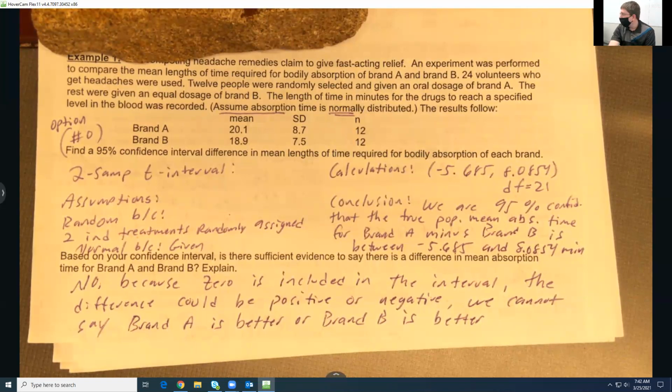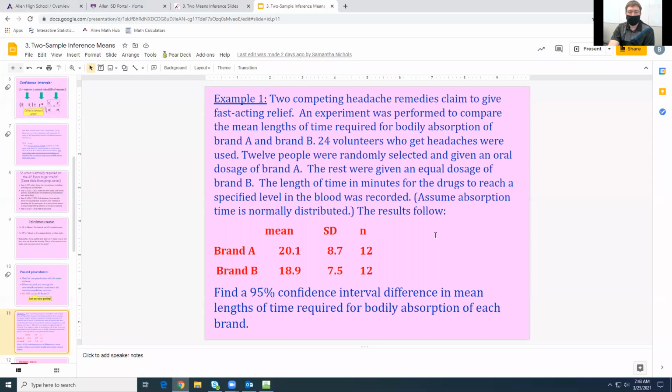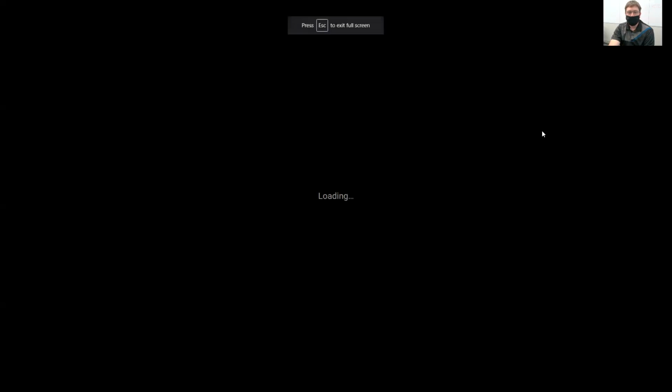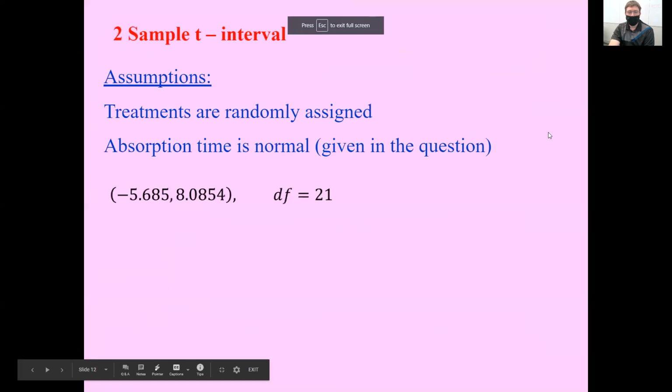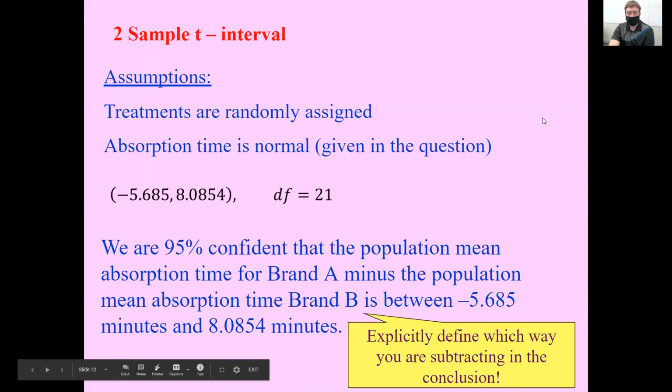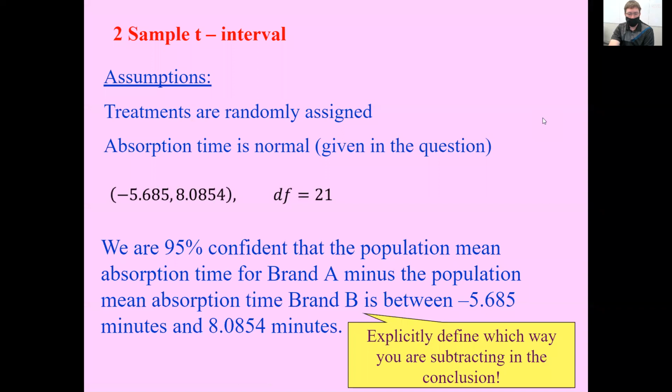All right, everybody good? Anybody still writing? Let me go back to the slides because the print is much easier to read than my chicken scratch. Explicitly define which way you are subtracting in the conclusion. Typically, we're doing A minus B. Whatever you put in first, you're subtracting the second one from in the calculator. If you put B as sample 1 and A as sample 2, you would need to flip your conclusion to say B minus A, and your interval may be different. It depends on how you type it.